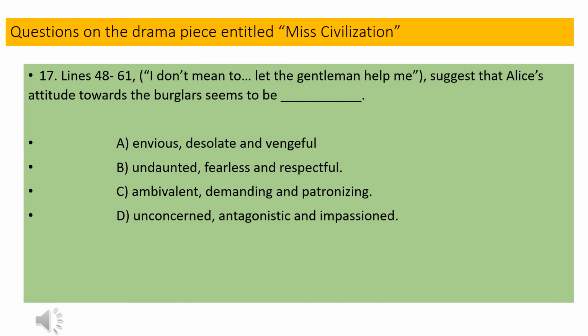Lines 48 to 61. I don't mean to let the gentleman help me suggests that Alice's attitude towards the burglars seems to be, is it A, envious, desolate, and revengeful? B, undaunted, fearless, and respectful? Or C, ambivalent, demanding, and patronizing? Or is it D, unconcerned, antagonistic, and impassioned? Do you know the answer? Are you able to guess this one?